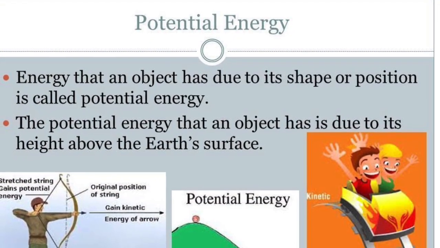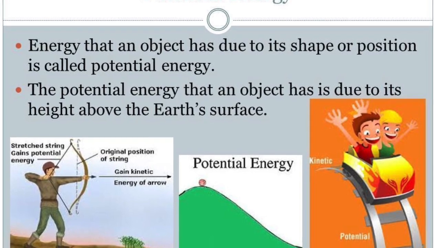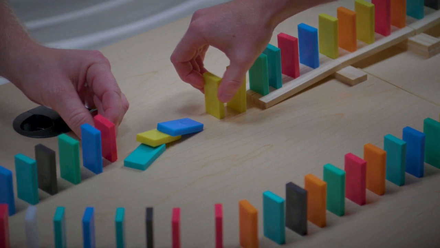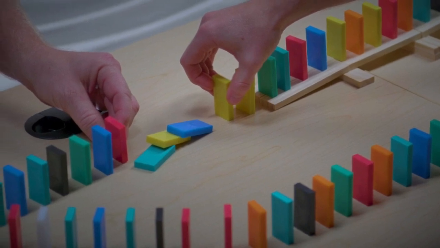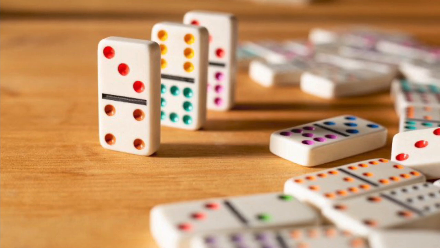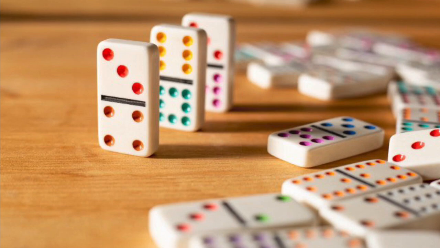Remember potential energy from yesterday? Potential energy is energy due to an object's position. Where you place your materials gives them potential energy to carry out a chain reaction. If you put your domino too far away from the next domino, what's going to happen? It won't have the potential energy to knock that one over.